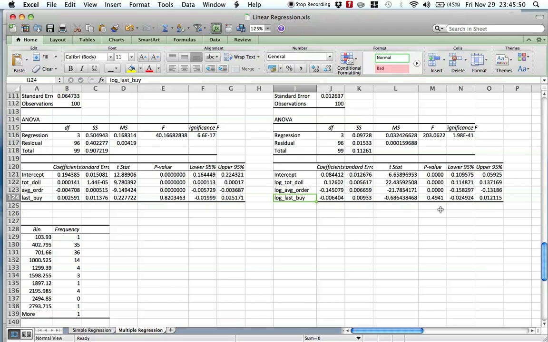So it just goes to suggest that perhaps it's worth dropping the variable in order to improve the model. That's the end of this tutorial.